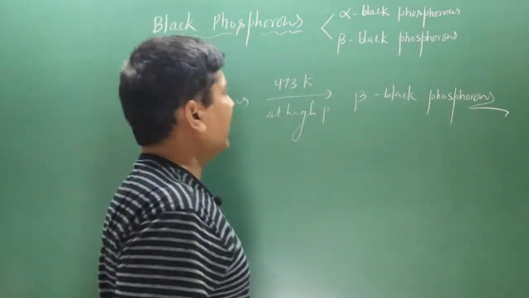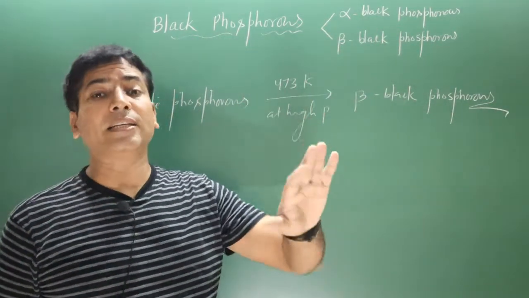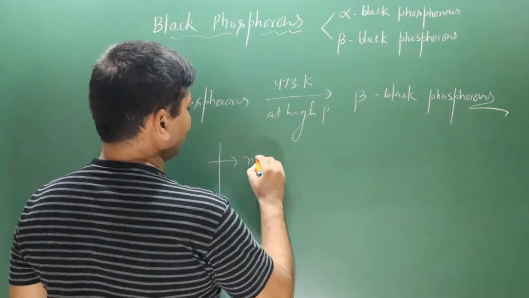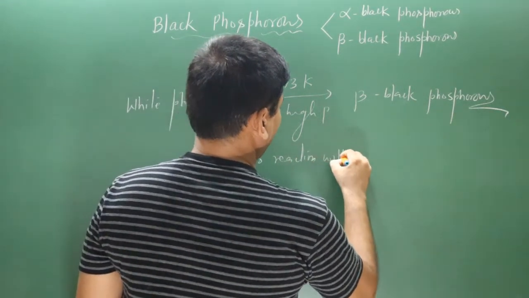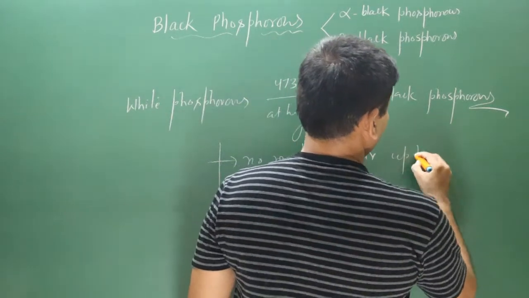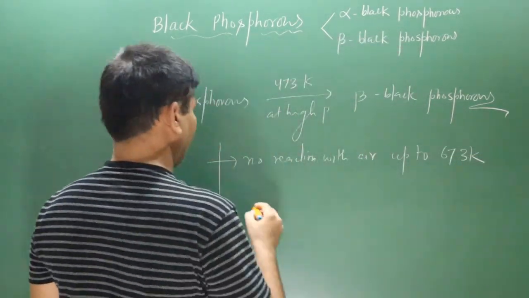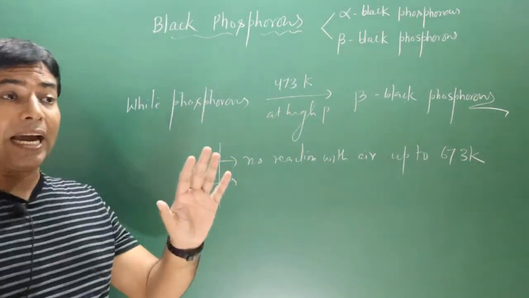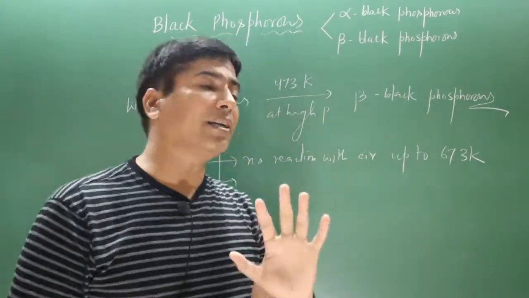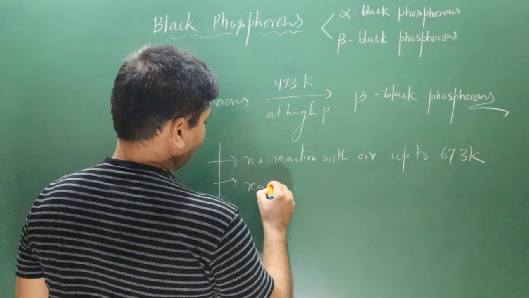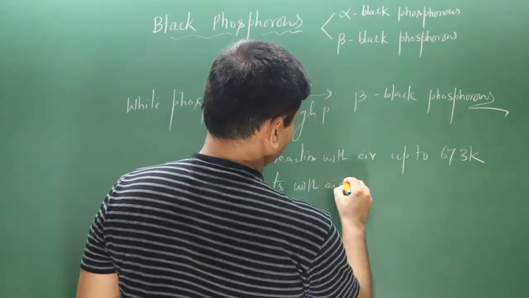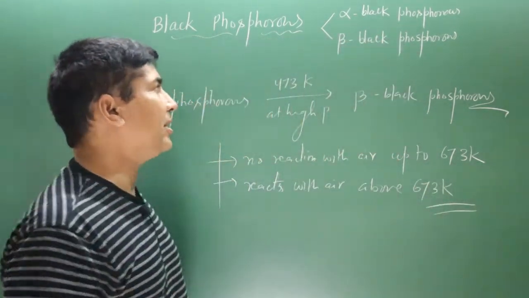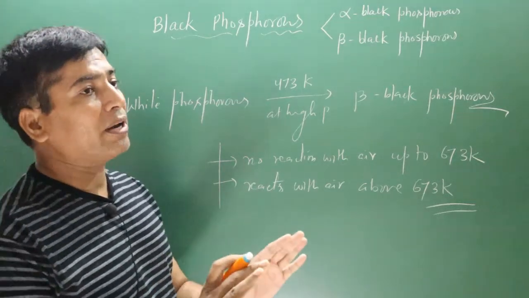Keep in mind, beta black phosphorus does not react with air up to the temperature of 673 Kelvin. Okay, I can write no reaction with air up to 673 Kelvin. When we increase the temperature above 673 Kelvin, then the reaction will start taking place. At that high temperature, it will undergo oxidation, reacts with air above 673 Kelvin. Okay, keep in mind, beta black phosphorus is the most stable allotrope of phosphorus.